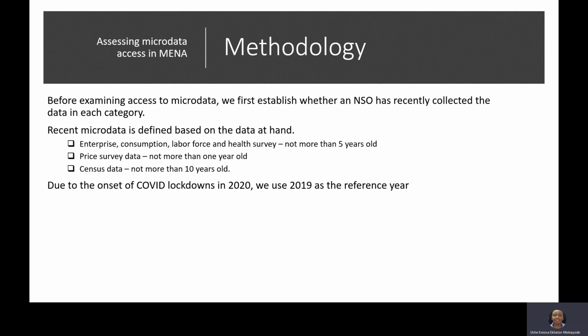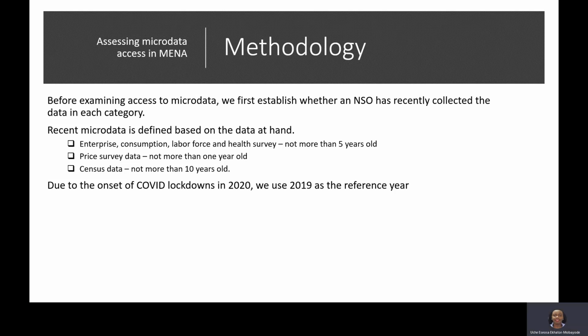Also, even though we conduct this exercise between February and April of 2021, because of COVID-19 and the shutdowns or lockdowns related to COVID-19 in 2020, we use 2019 as a reference year. So essentially, for enterprise, consumption, labor force, and health surveys, any survey collected in 2014 or later would be recent, and any survey before that would not be recent. For price data, it would be data collected in 2018 or later, and for census data, data collected in 2009 or later.